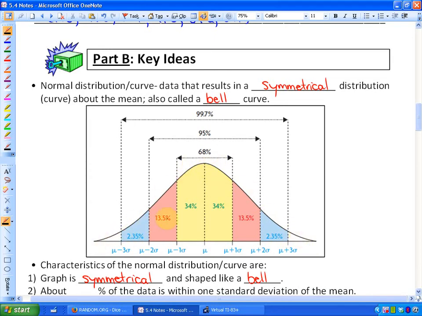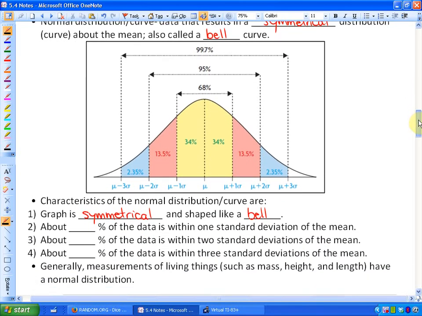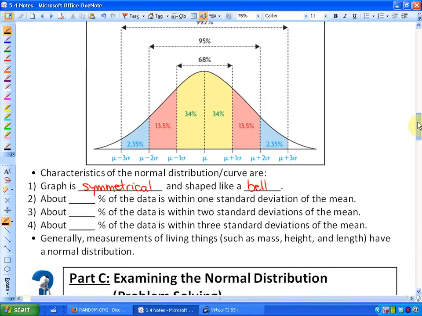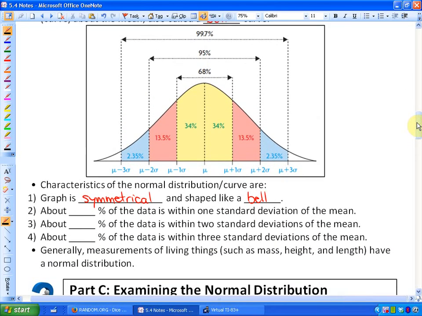We'll be investigating the percents that are inside this data shortly. I'll give you an idea about it, but I think when we get practical, it's going to make more sense. So that's what a normal distribution curve sort of looks like. The characteristics are as follows. First of all, the graph is symmetrical and shaped like a bell. We investigated something called standard deviation in the previous lesson. You might want to look at the 5.3 lesson for that.